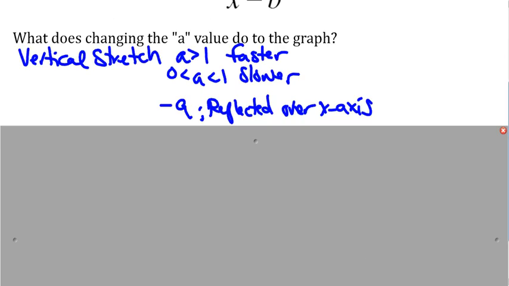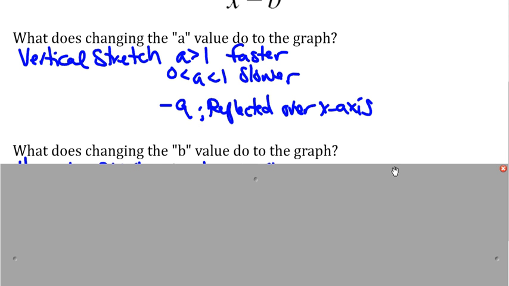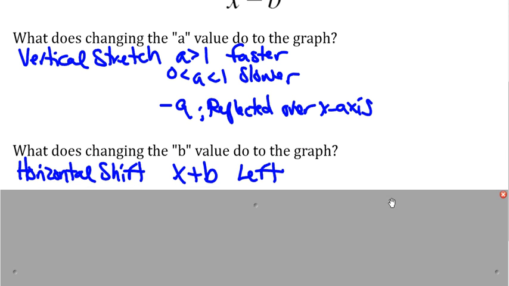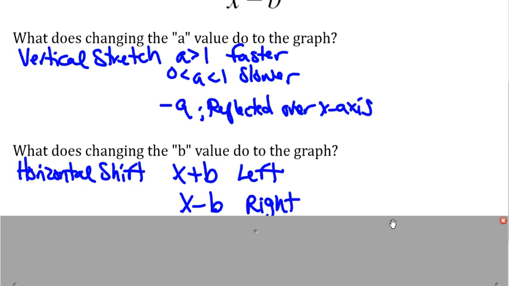When we adjusted the B value, we saw that was a horizontal change. In fact, it was a shift to the left or to the right. In our expressions, if we see an x plus b, that's going to the left. If we see an x minus b, it's going to the right. It's the inverse operation of what you think is happening for the movement on your graph.